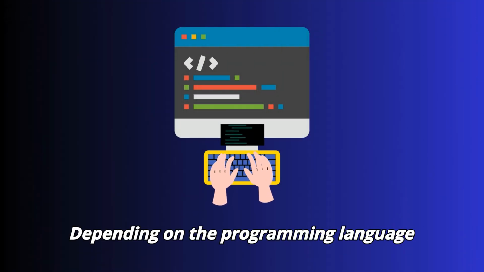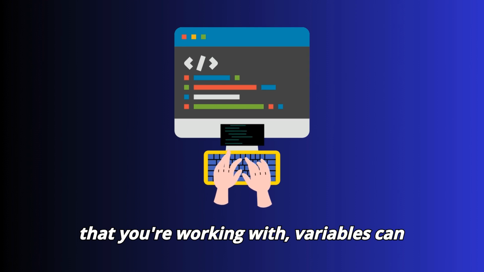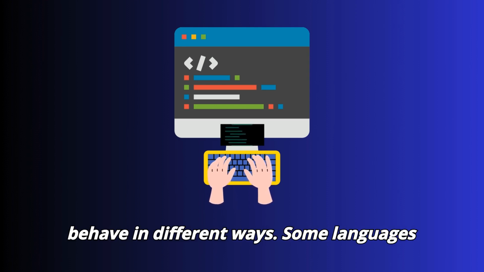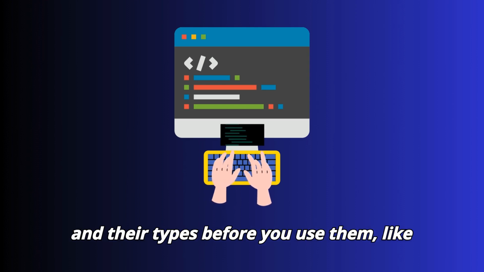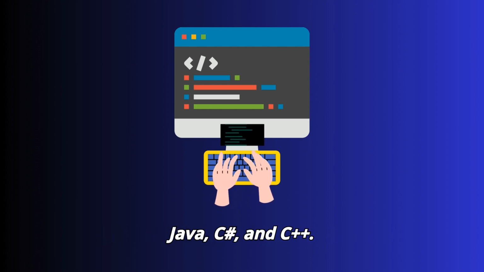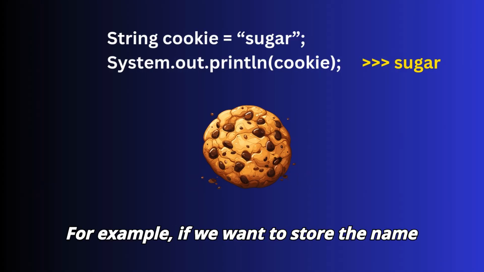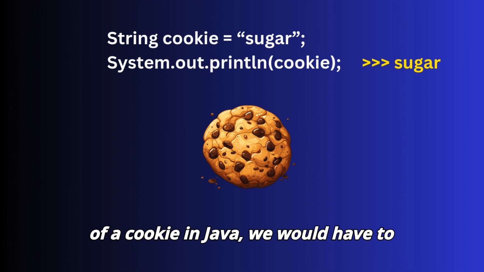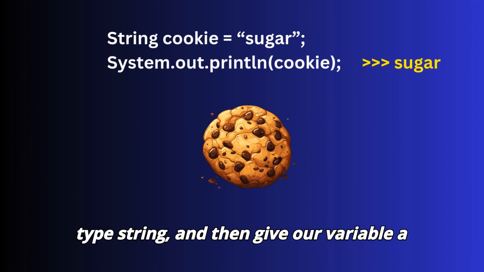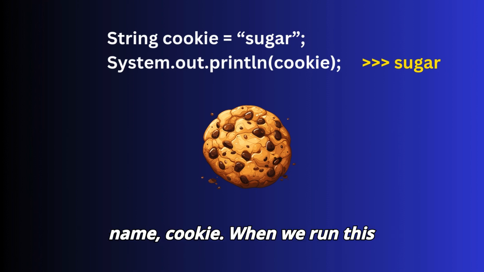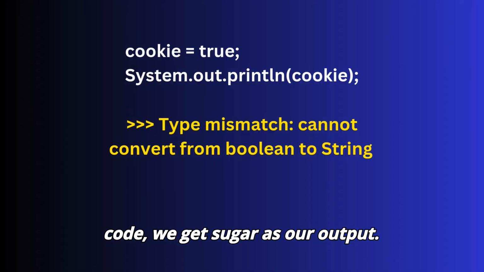Depending on the programming language that you're working with, variables can behave in different ways. Some languages require that you define your variables and their types before you use them, like Java, C#, and C++. For example, if we want to store the name of a cookie in Java, we would have to first declare that it's going to be of type string, and then give our variable a name, cookie. When we run this code, we get sugar as our output.